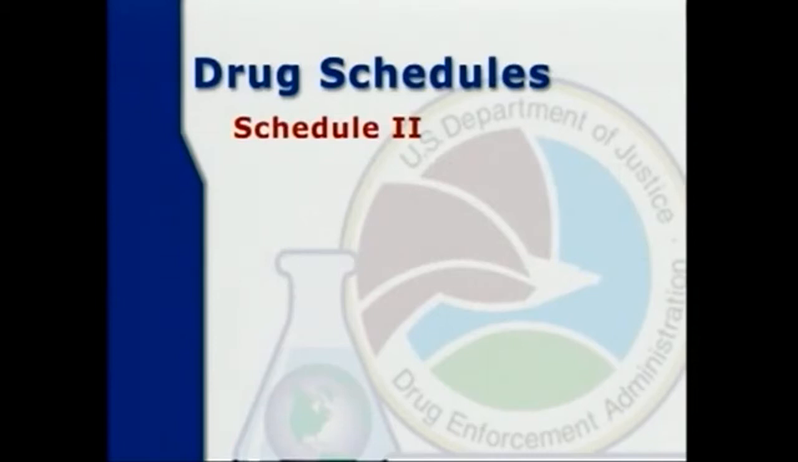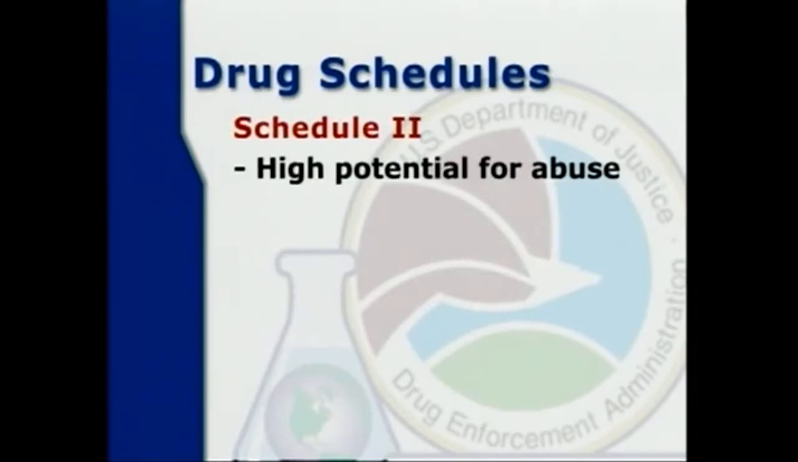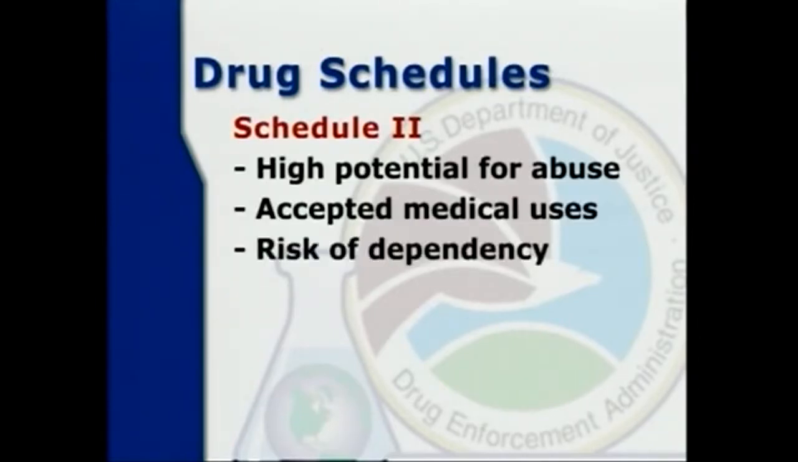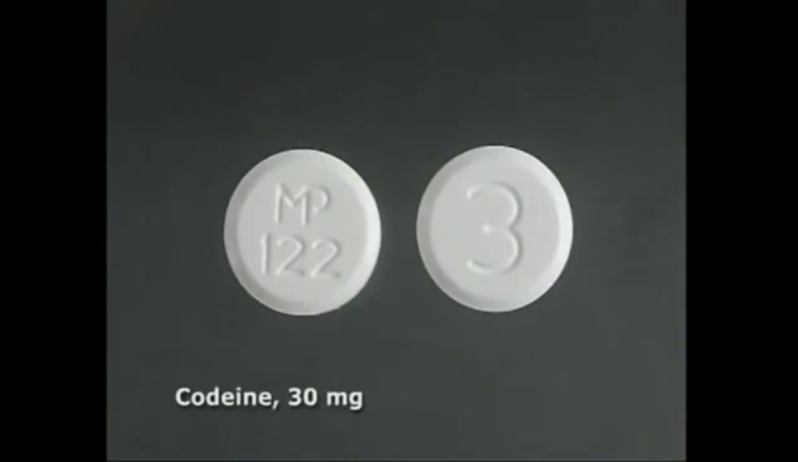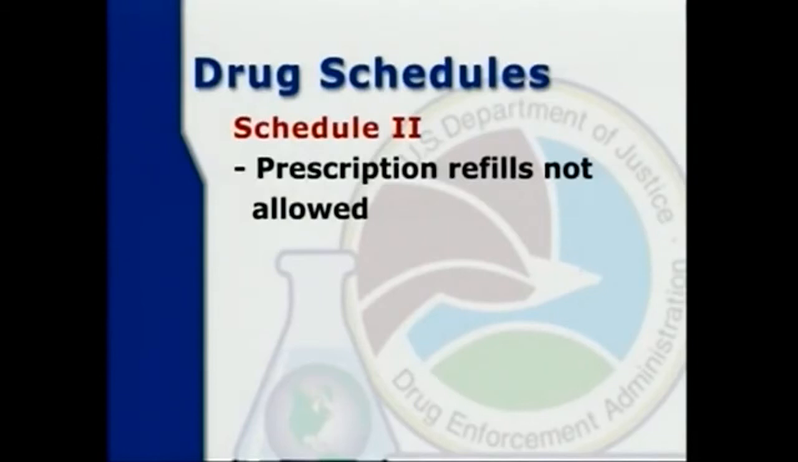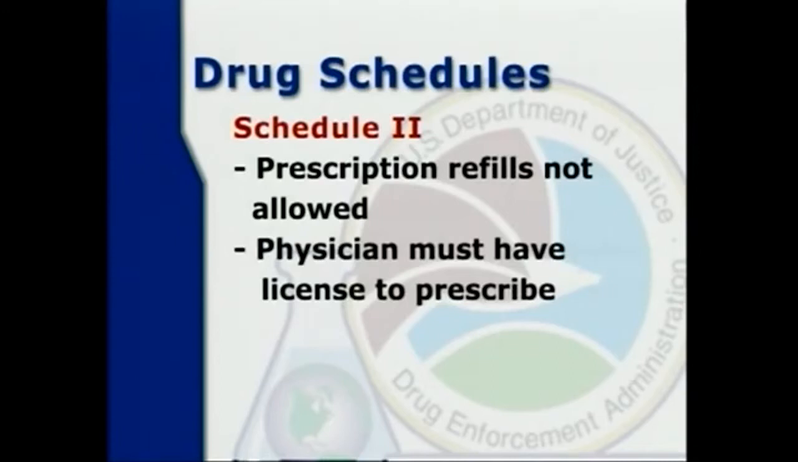Schedule 2 drugs have a high potential for abuse, but do have accepted medical uses. There is the risk with Schedule 2 drugs for physical and psychological dependency. These drugs include codeine, amphetamine, morphine, and pentobarbital, just as a few examples. Some rules to be aware of for Schedule 2 drugs. Prescription refills are not allowed. So each time a refill of the medication is required, a new prescription must be written by the client's physician. Physicians must have a special license through the federal government to prescribe Schedule II drugs.